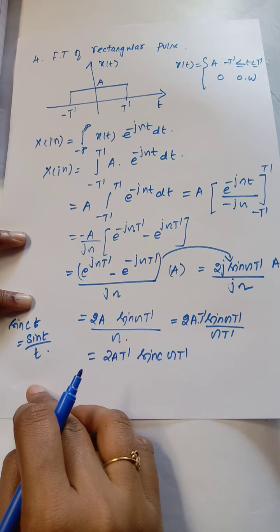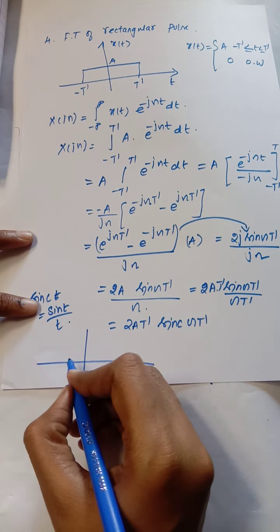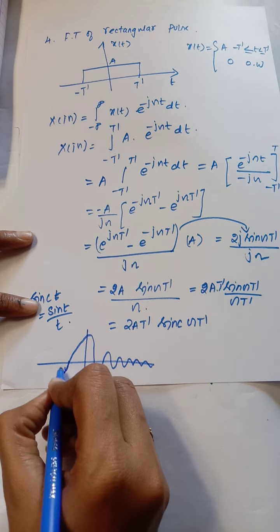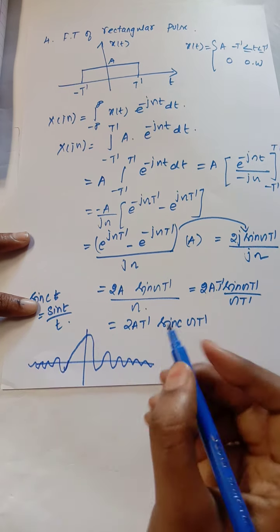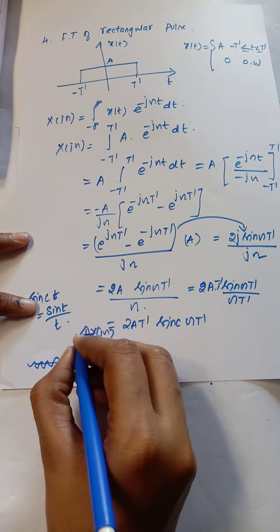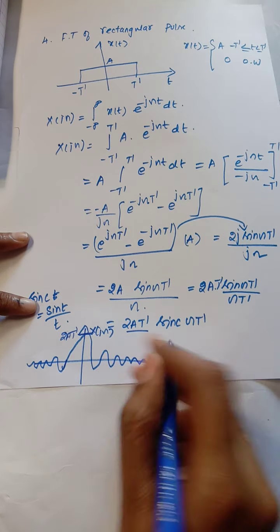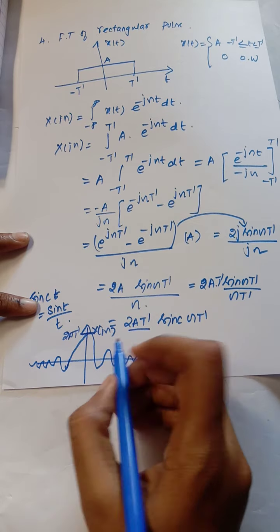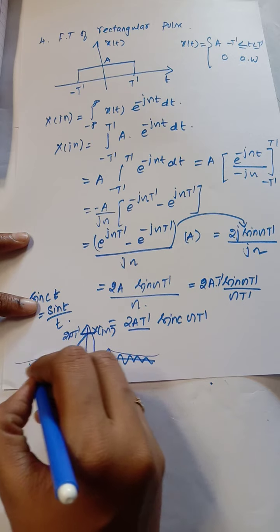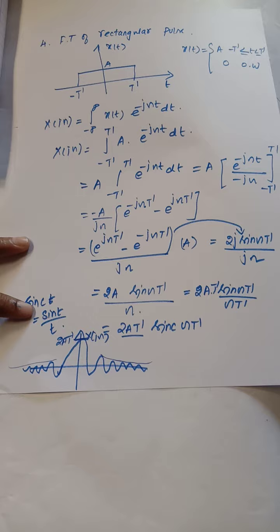Now what I need to do is draw the sinc pulse. You know that the sinc pulse will be like this, we have already discussed. So this is your X of j omega, and the maximum amplitude of the sinc pulse is 2a t dash. The amplitude of the side lobes will decrease. Okay, so this is the Fourier transform of a rectangular pulse.